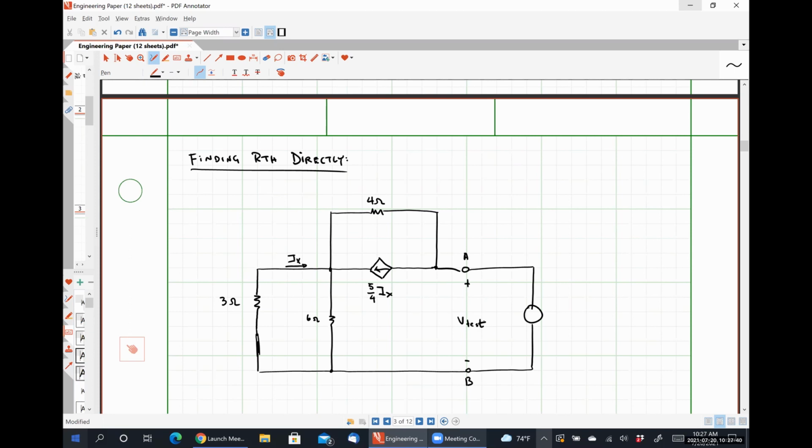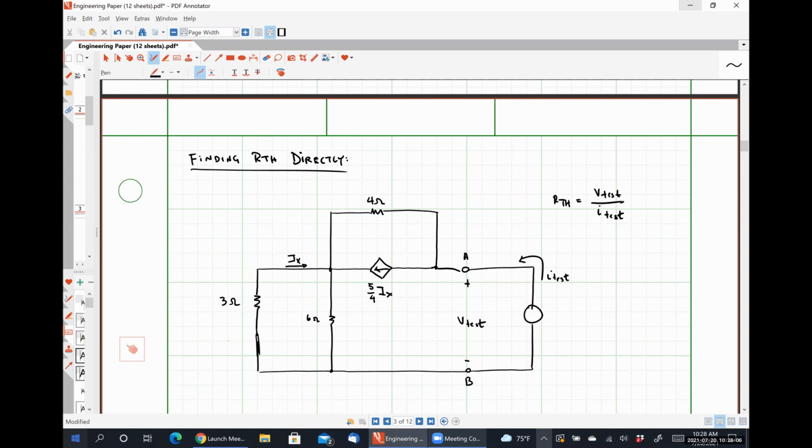Effectively, this is my voltage V test. This is my current I test, and the Thevenin resistance will simply be the ratio of V test divided by I test. So, would you guys prefer to work this with a test voltage source or a test current source?